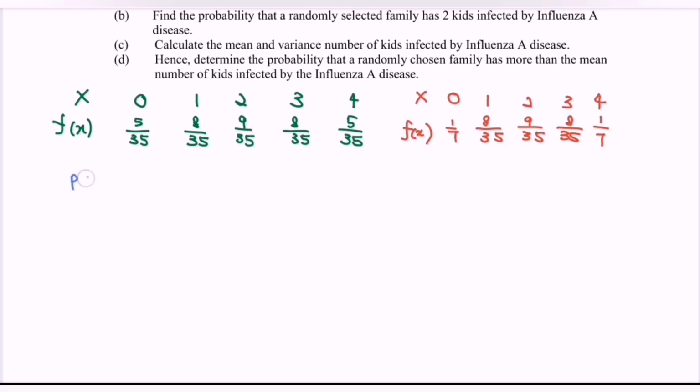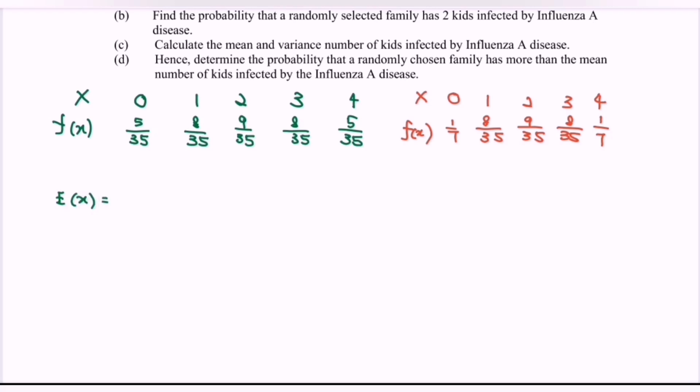So that means X is equal to 2. Kindly refer to the table and we have the answer 9 over 35. C. Calculate the mean and the variance of the number of kids infected by the influenza A disease. So kindly refer to the expected value. So here we have the E(X).